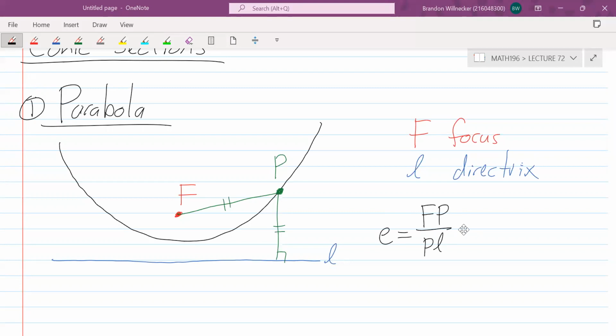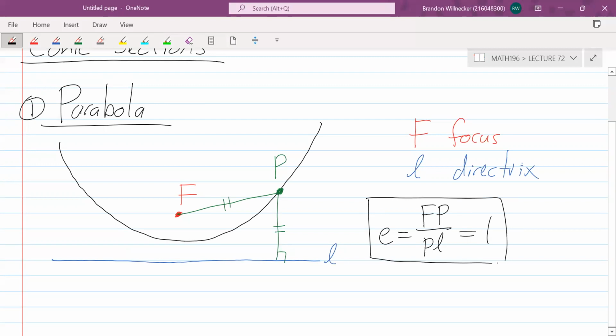The eccentricity just defines the shape. Different values of the eccentricity will give us different shapes. In this case, when these distances are the same, we get an eccentricity of 1, which means we are dealing with a parabola. In other situations, like with the ellipse and hyperbola, we're going to get a different eccentricity value, and that will give us the different shape. So E is the eccentricity. That's for the parabola.